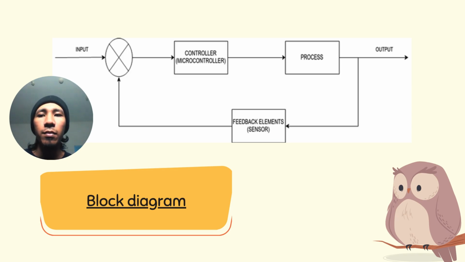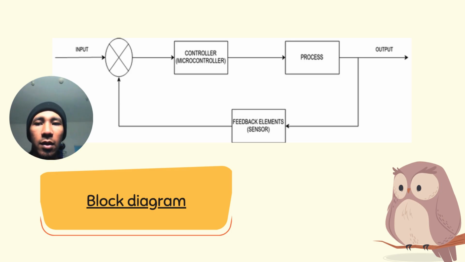This block diagram represents a closed loop control system where the system adjusts its output based on feedback to achieve the desired performance. Here's a breakdown of its components. So the input is the desired value or set point that the system aims to achieve. It enters the system and is compared to the feedback signal to determine any deviation or error.